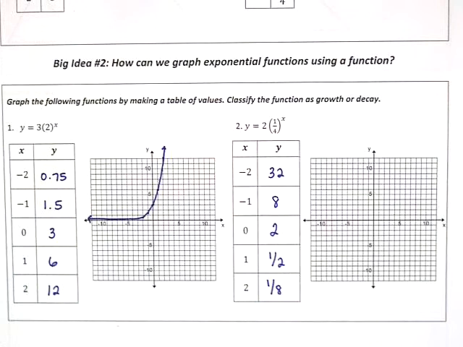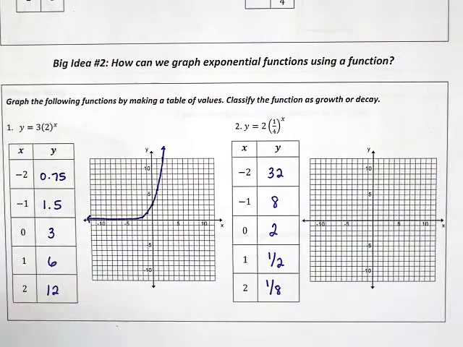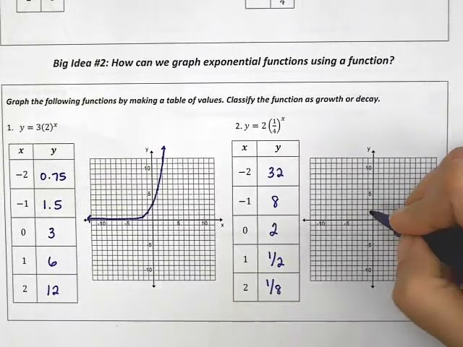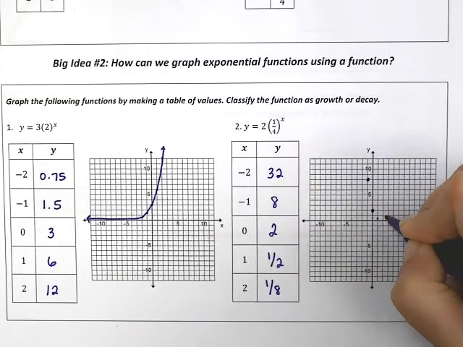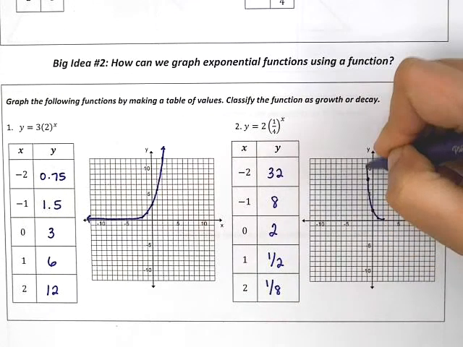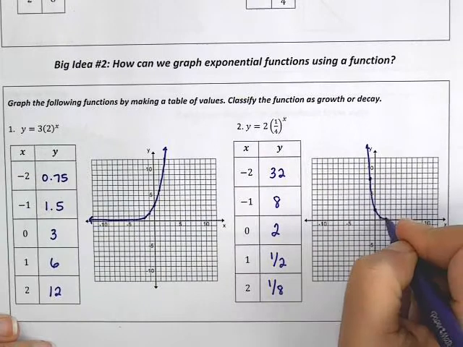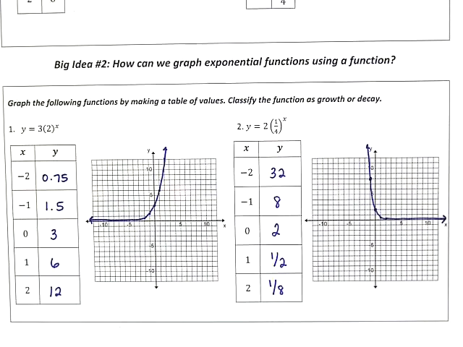So if I graph these points, I have left 2 up 32. Well, that's not going to fit on my graph, so I'm just going to skip graphing that point. Left 1 up 8, 0, 2, 1, 1/2, 2, 1/8. Again, this is going to look like an airplane landing. It's going to get really close to the ground but never touch, nice and smooth and connected.